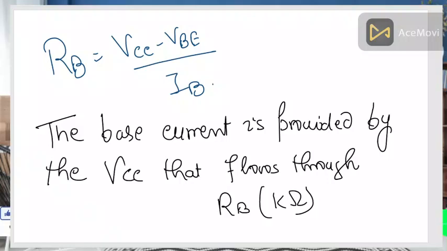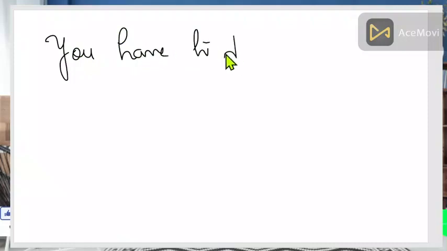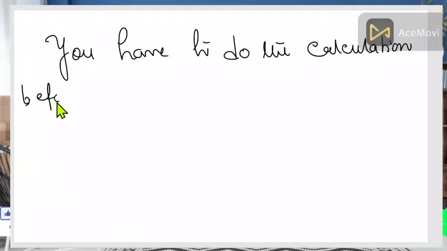Now this VBE is much smaller compared to VCC, so you can simplify this equation and write RB is equal to VCC by IB. Again I am telling you that you have to do the calculation before the experiment. Without calculation you cannot obtain RB. You cannot arbitrarily choose RB.